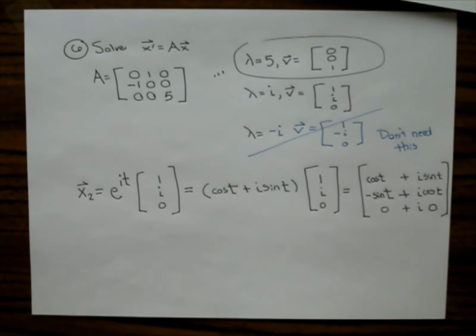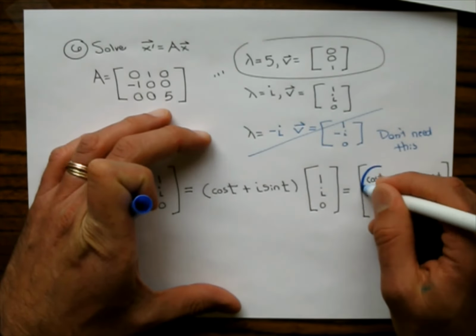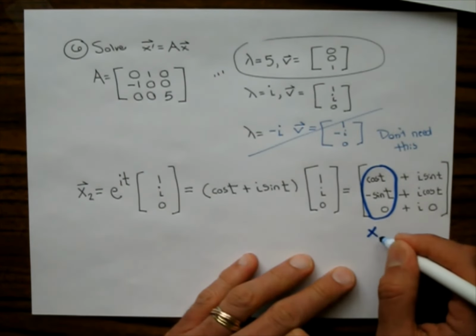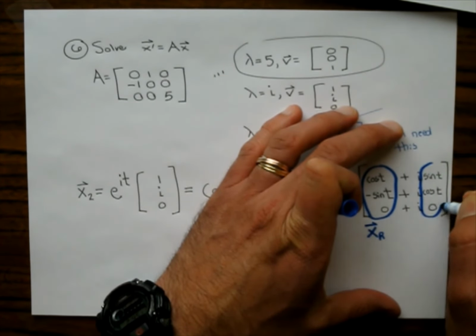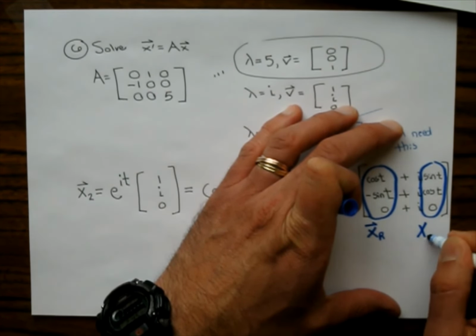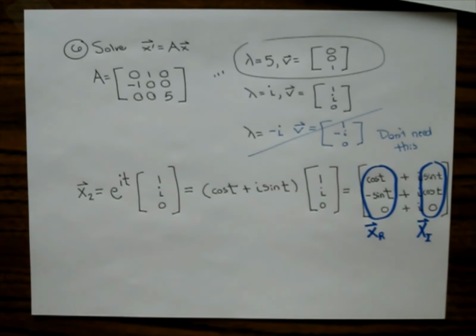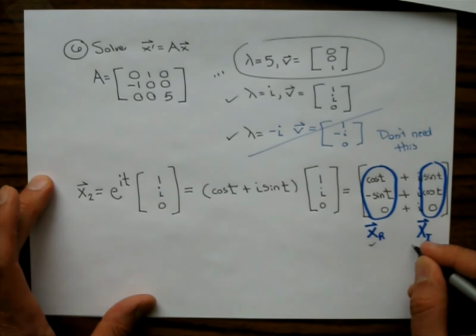And so you can see, look what we have here. I mean, we have this guy right here is xr bar, and then this guy without the i's is xi bar. Two independent vectors that will satisfy those guys right there. Okay, I'll put check marks there.